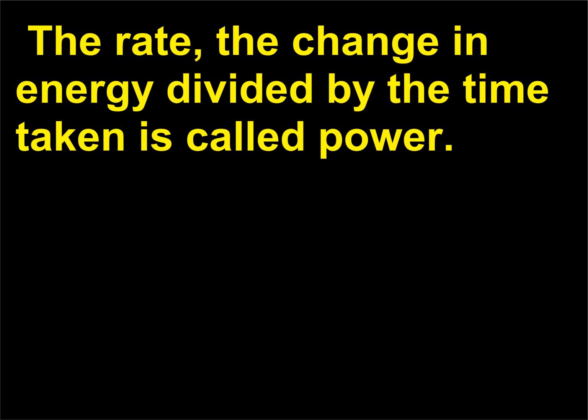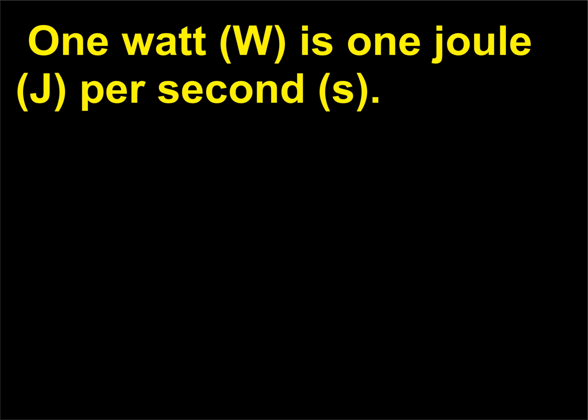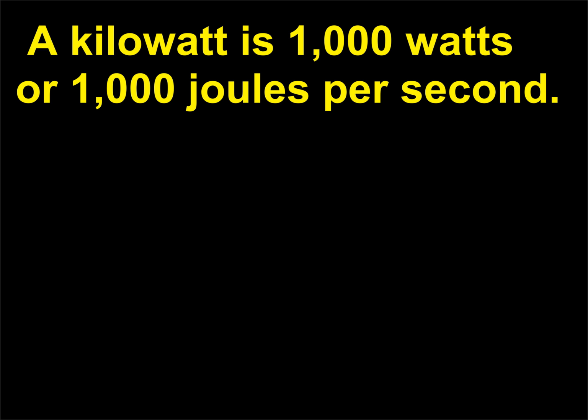The rate, the change in energy divided by the time taken, is called power. Power is measured in the unit called the watt. 1 watt, W, is 1 joule, J, per second, s. A kilowatt is 1000 watts or 1000 joules per second.